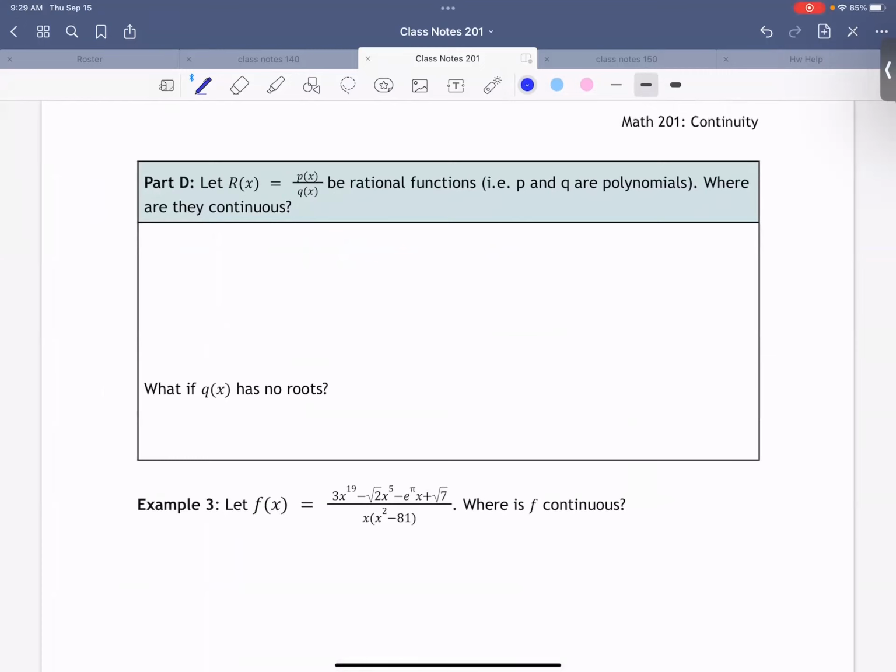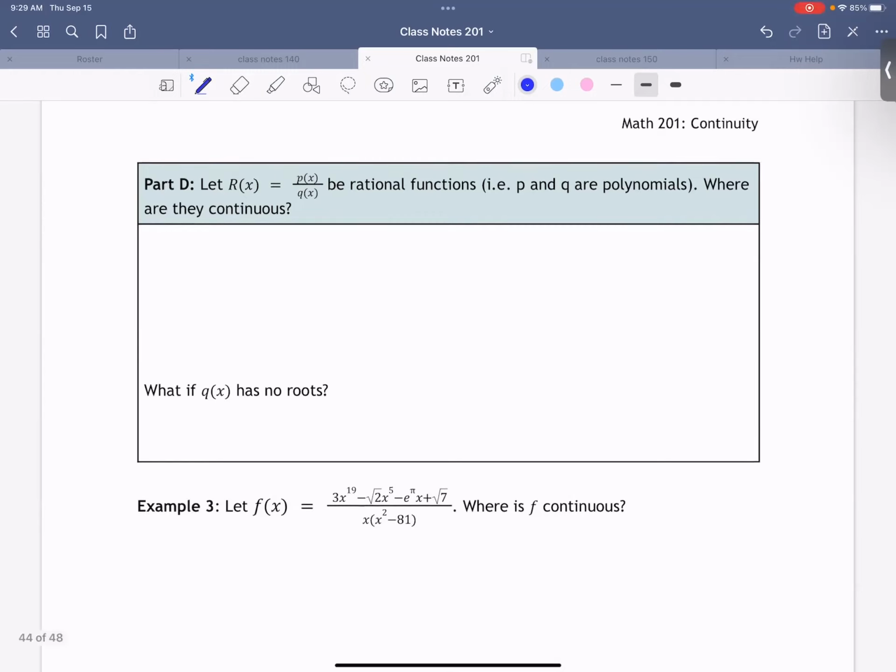We talked about some functions. We talked about the constant function. We talked about the identity function. We know polynomials are continuous on the real numbers. Let's talk about rational functions. What are rational functions? Polynomial over polynomial, right? These are poly over poly.